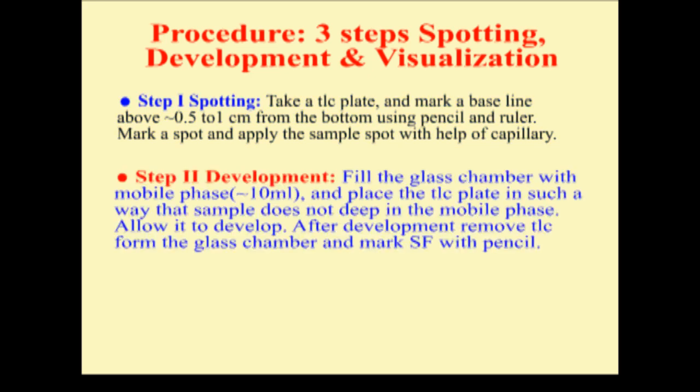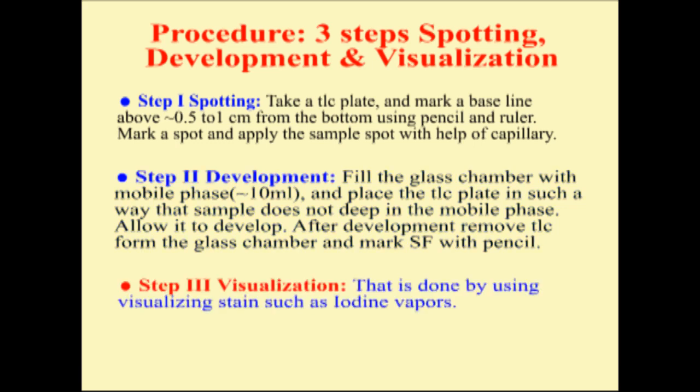Step 2, that is development. Fill the glass chamber with mobile phase. Place the TLC plate in such a way that sample does not dip in the mobile phase. Allow it to develop. After development, remove TLC from the glass chamber and mark SF with pencil. Allow the plate to dry. Step 3 is the visualization, that is done by using visualizing stain such as iodine vapors.